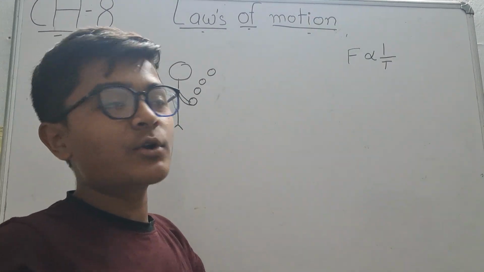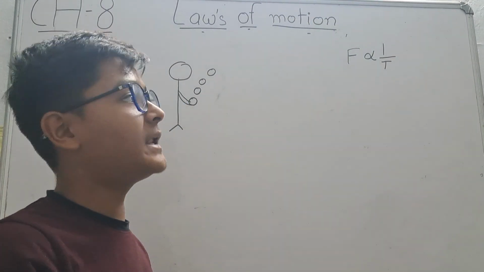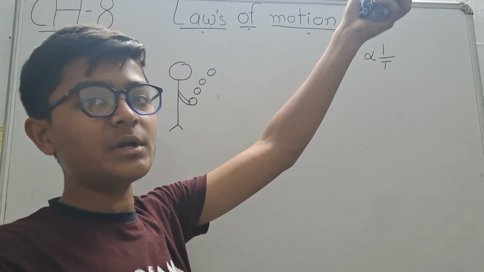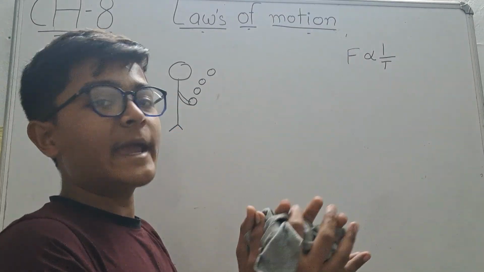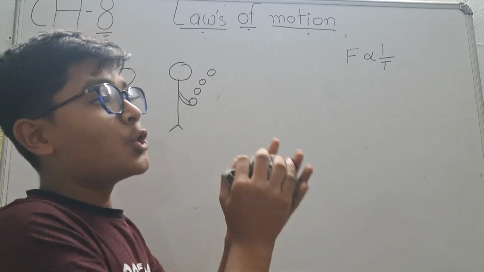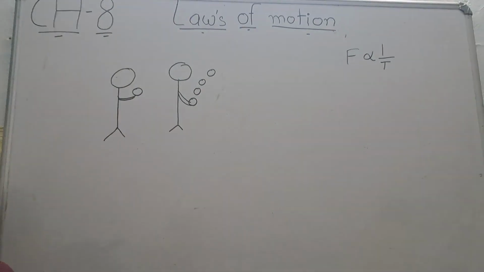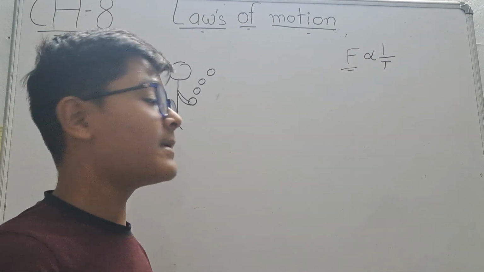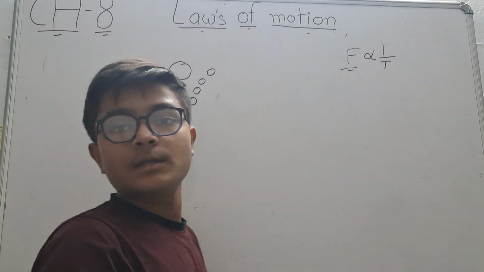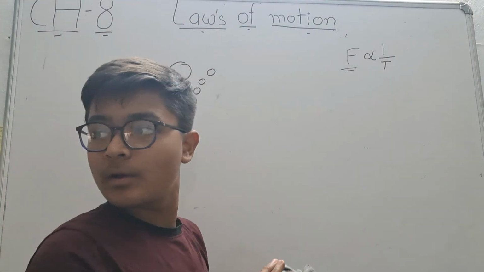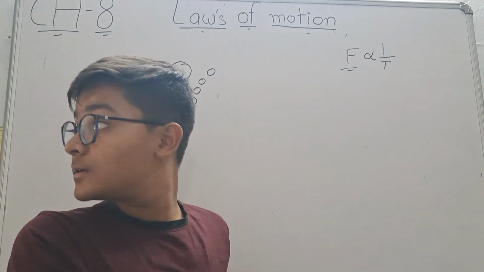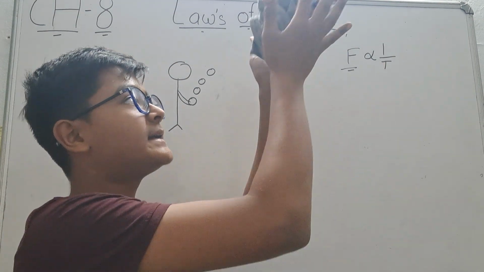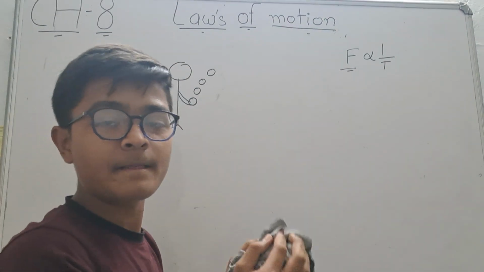When the ball is coming with higher velocity, and it has a mass of 50 gram or 250 gram, and you catch it without giving it time to reduce momentum, you will get hurt. The force is inversely proportional to the time. It means the force will be more if the time is less.